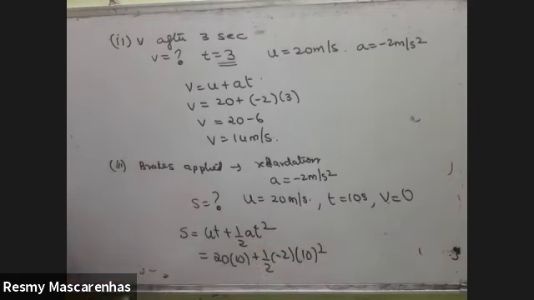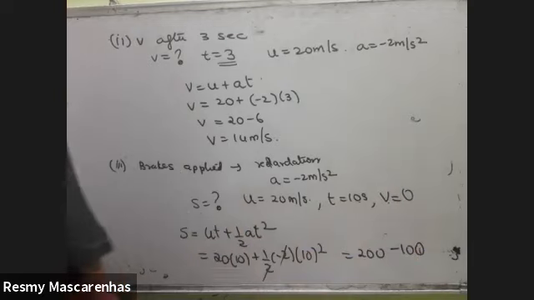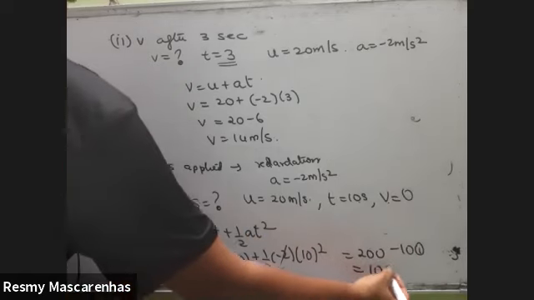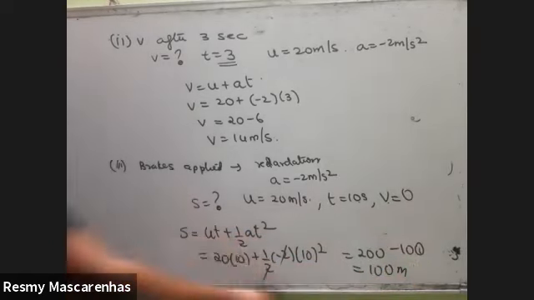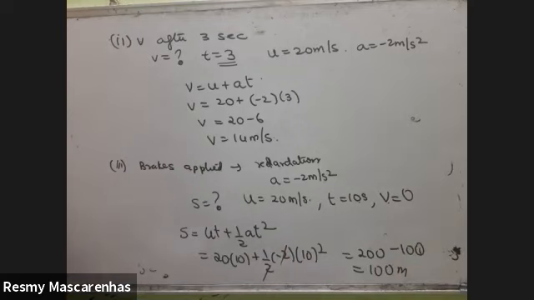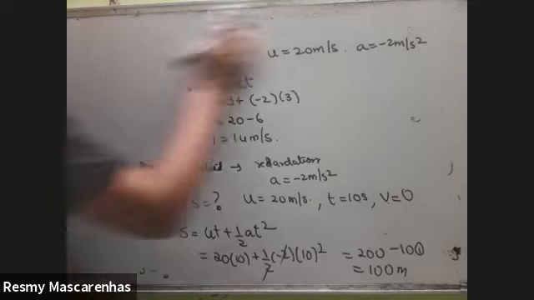This is 10 square. 2 and 2 will cancel. So that will give me 200. And this is minus 100. So 100 meters. Don't forget to write the units. So this was a normal straight line problem. Now we'll move on to the next types.